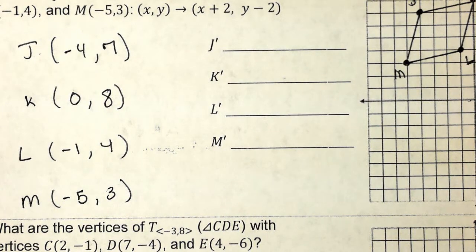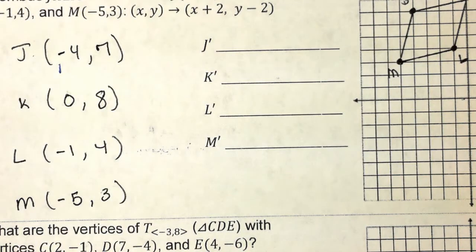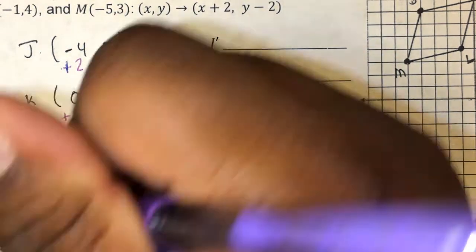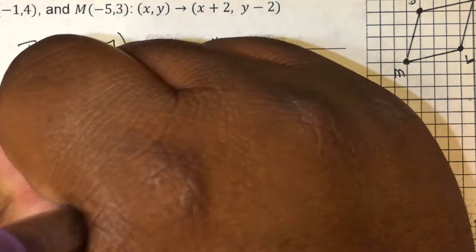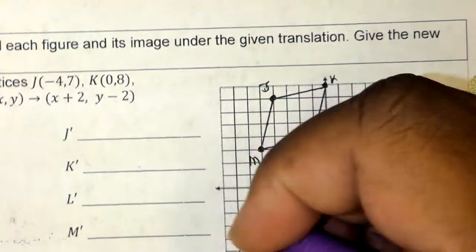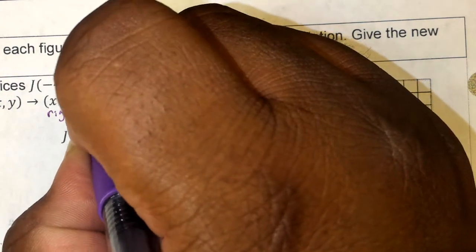Like I said, it tells you x plus 2, y minus 2. X values, I'm adding 2 to all those. I'm going to purple it. Plus 2, plus 2, plus 2, plus 2. Y values, subtracting 2. And if you want to do the count, so you can have it up here, x plus 2 means go to the right 2. Y minus 2 means go down 2.